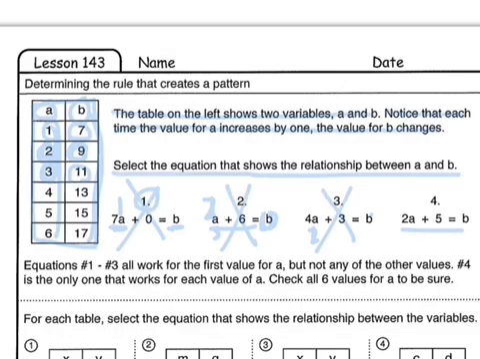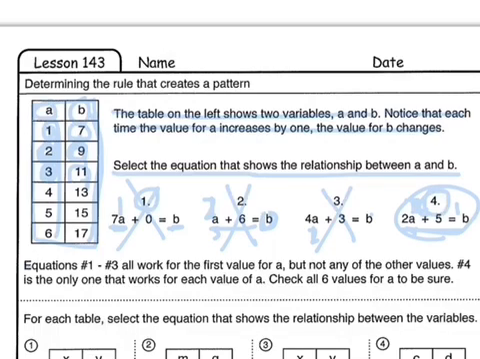2a plus 5 equals b. If we plug a 1 in here, 2 times 1 is 2 plus 5 is 7. If we plug in a 2 here, 2 times 2 is 4. 4 plus 5 is 9. If we plug in a 3 here, 3 times 2 is 6. 6 plus 5 is 11. And so you can see that every time I plug in an A, I get the B using this equation here. So my answer would be 4.